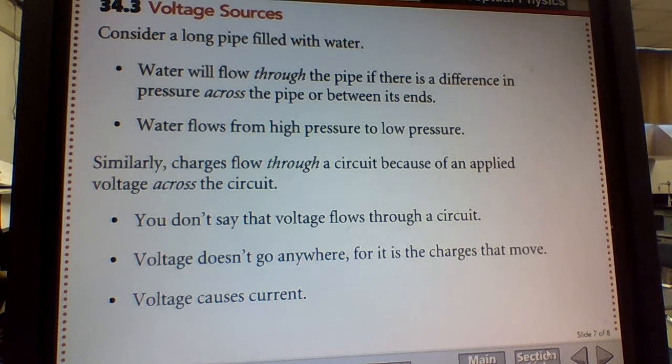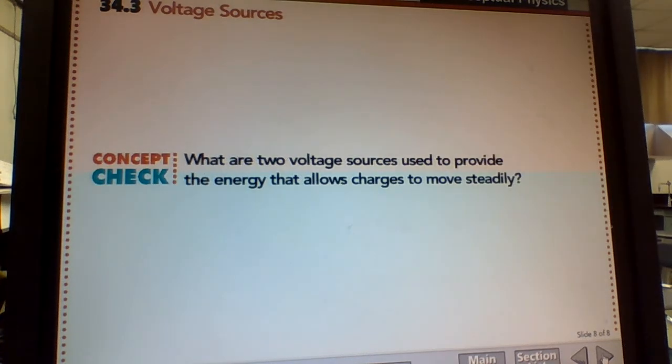Voltage doesn't go anywhere. It's just there. It's just a pressure. It's just existing all of the time. It's the charges that move. Again, the voltage causes the current to flow through the circuit. It's, again, that push that makes it go. So what are two voltage sources used to provide the energy that allows charges to move steadily? Again, that's going to be your battery, your generator, your alternator, things like that.